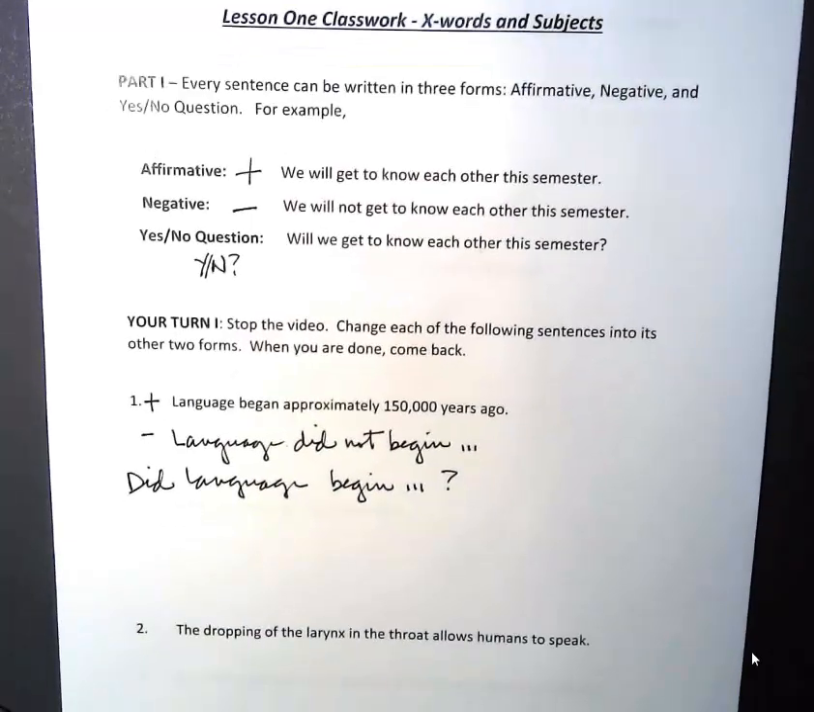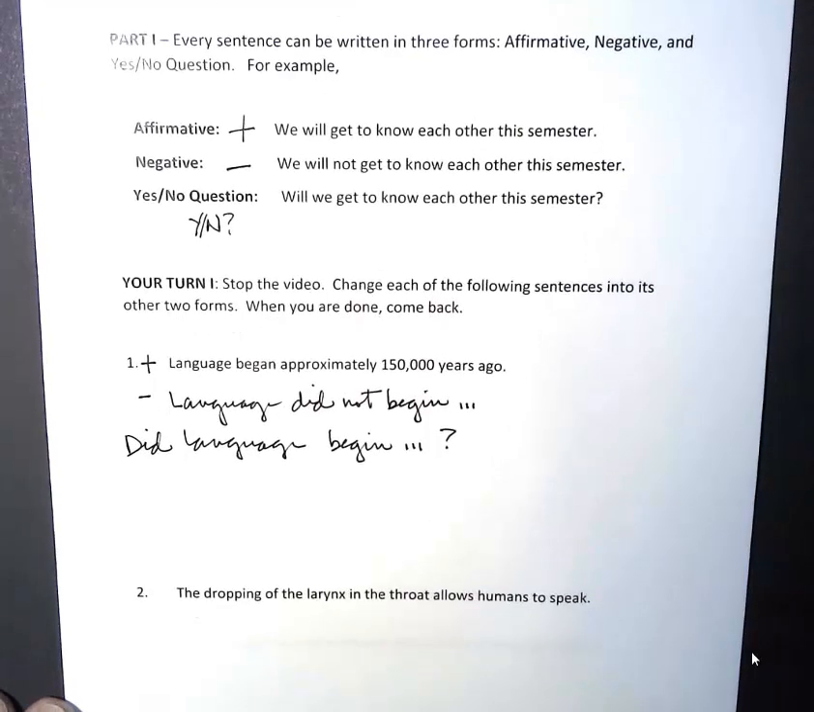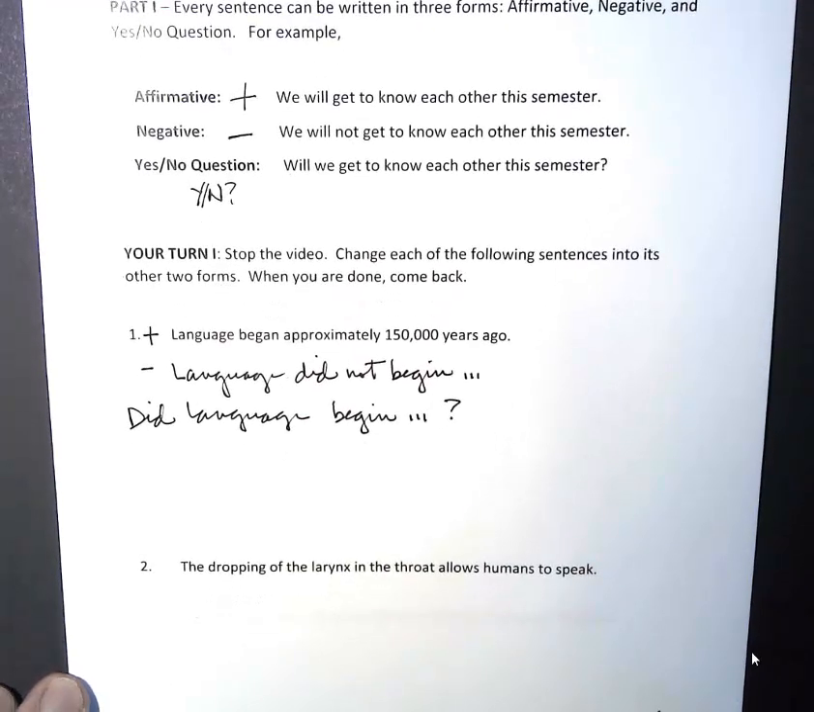Okay, let's continue. Let me see what's going on with my autofocus, and I hope that'll settle down. Okay, I hope that's good now.